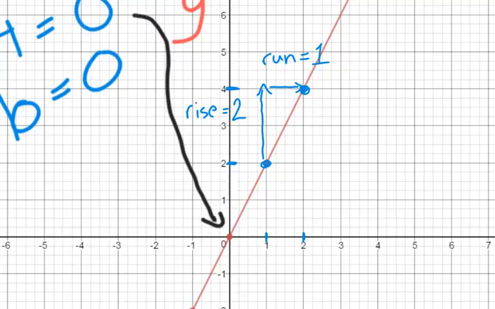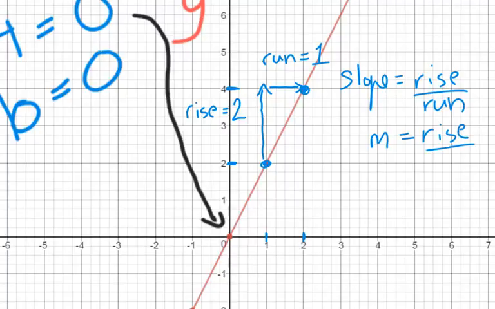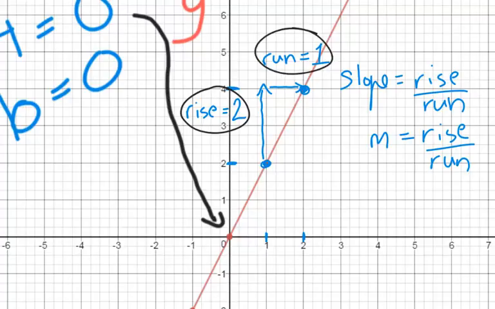As we've discussed before, slope is equal to rise over run. Instead of saying slope, you can just use the variable of m. M is equal to rise over run. We already know what the rise is, and we know what the run is. So let's go ahead and just put those values in. 2 over 1. That easily simplifies to just 2.